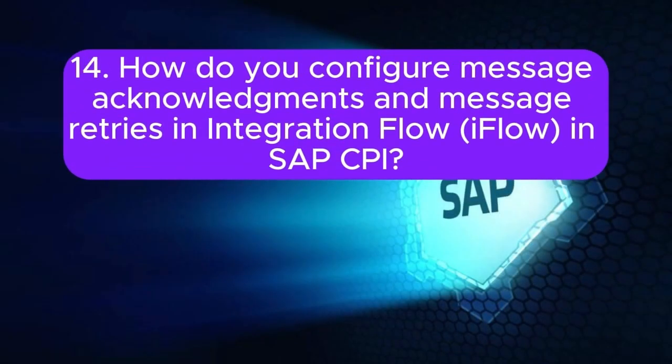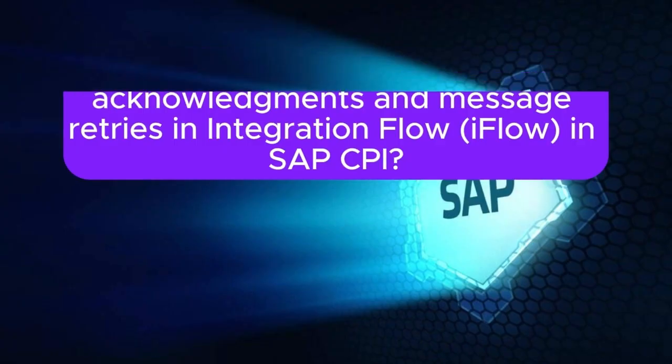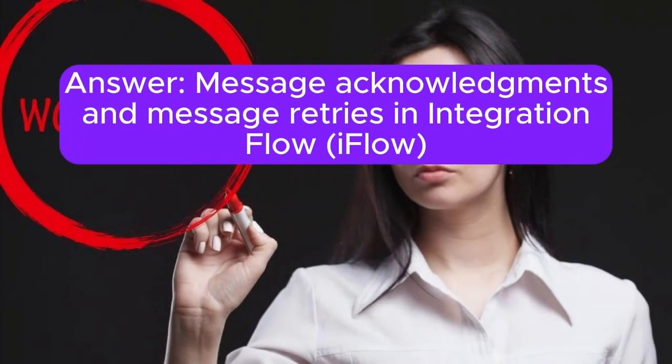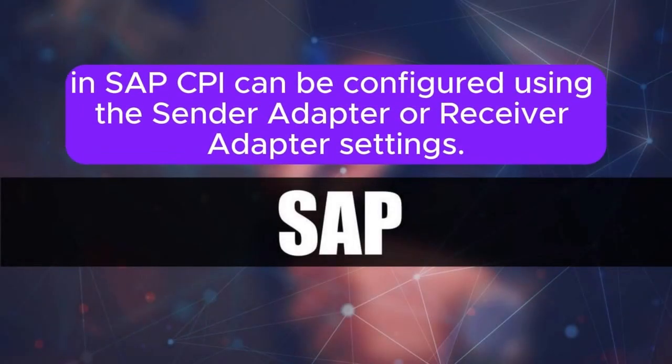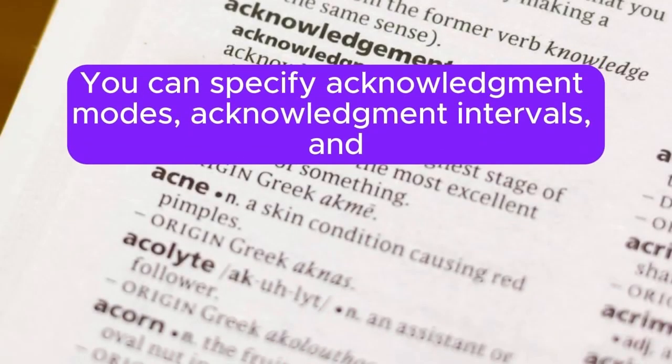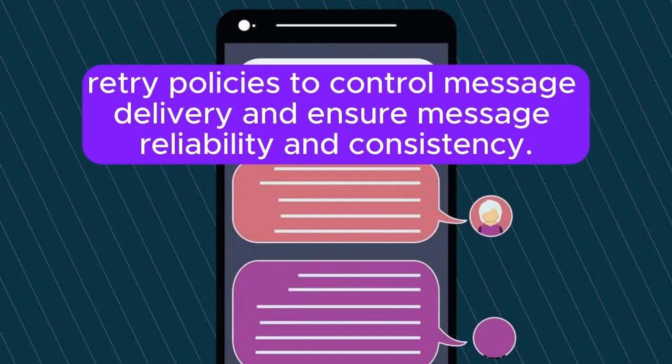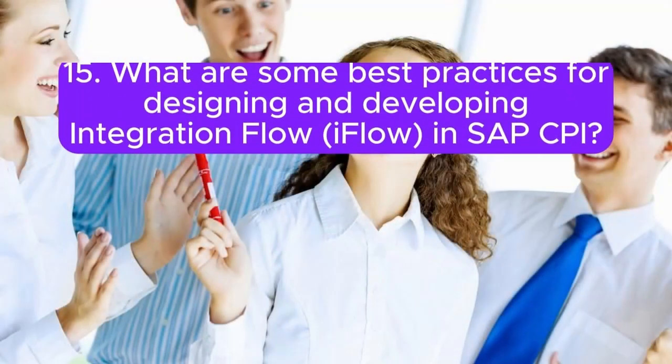14. How do you configure message acknowledgements and message retries in integration flow iFlow in SAP CPI? Answer. Message acknowledgements and message retries in integration flow iFlow in SAP CPI can be configured using the sender adapter or receiver adapter settings. You can specify acknowledgement modes, acknowledgement intervals, and retry policies to control message delivery and ensure message reliability and consistency.